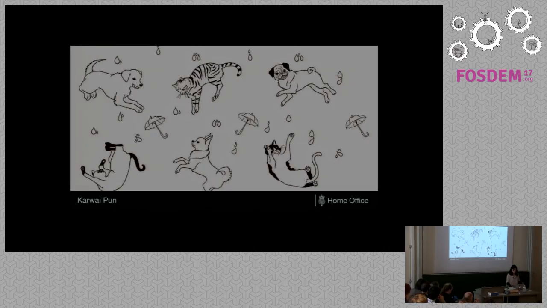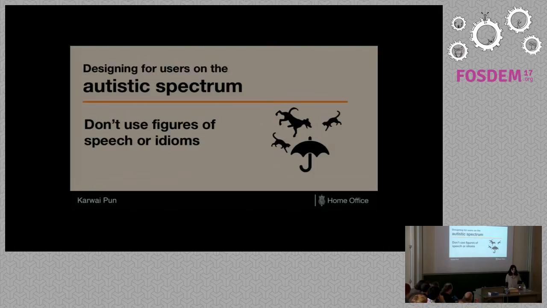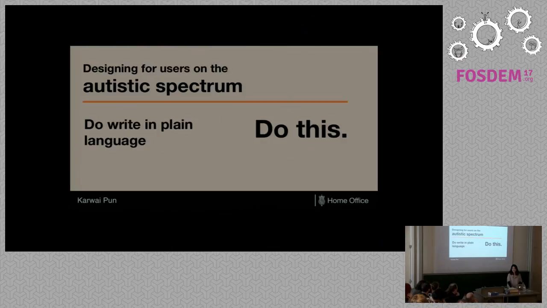With this in mind, this visual became the basis of a poster I created called Designing for Users on the Autistic Spectrum. The first guiding principle I put on the poster was: don't use figures of speech or idioms. Instead, write in plain language. It's clear and much easier to understand.